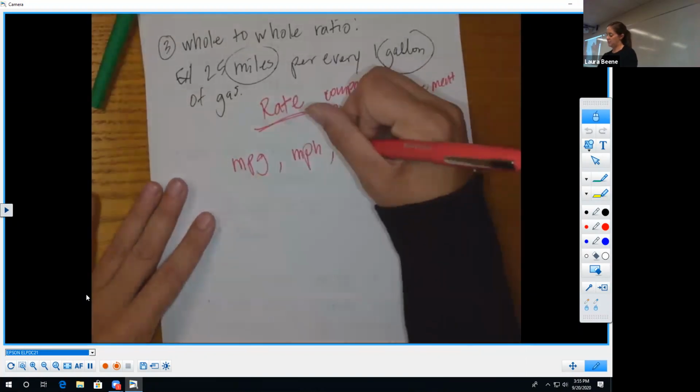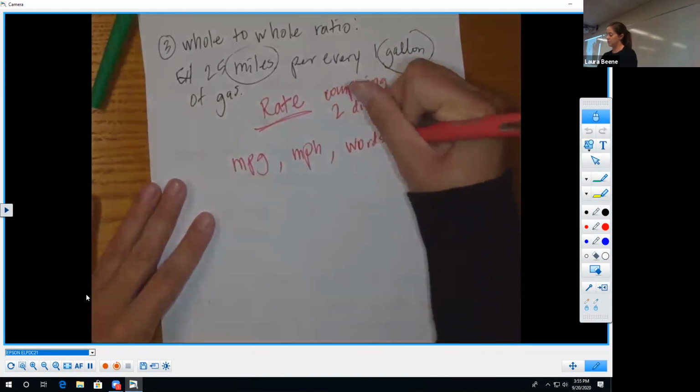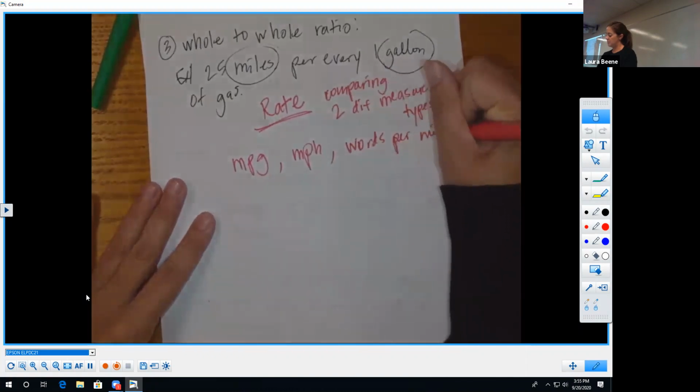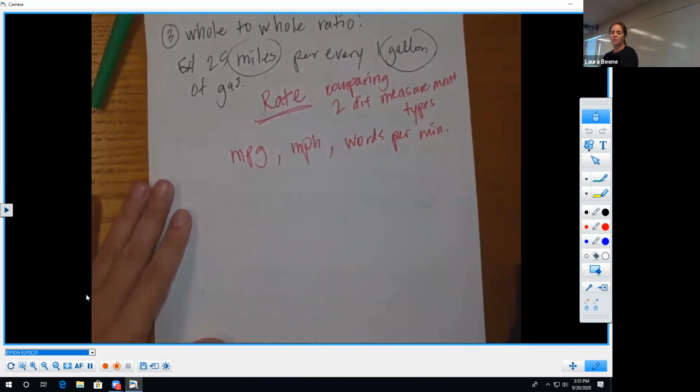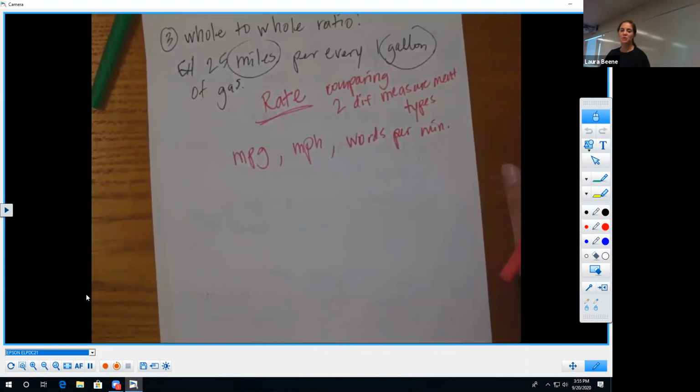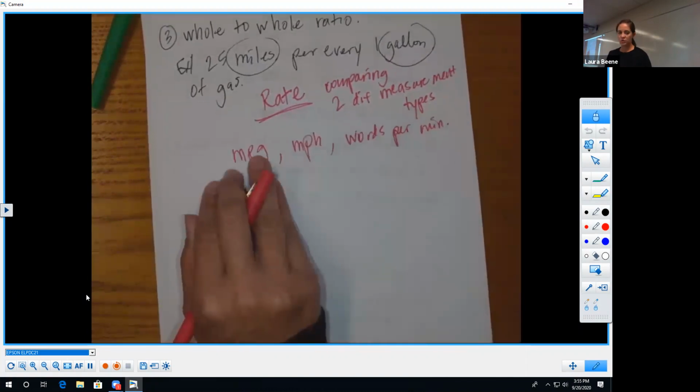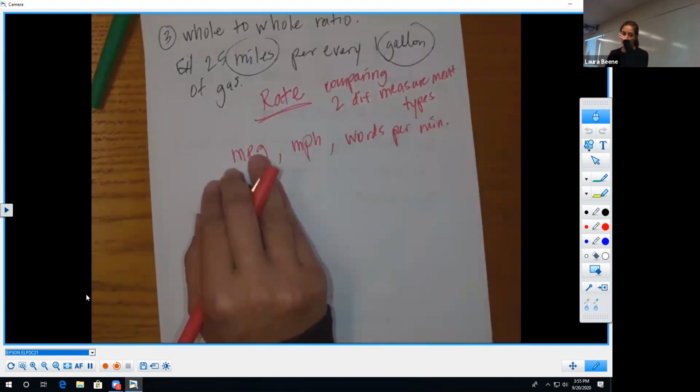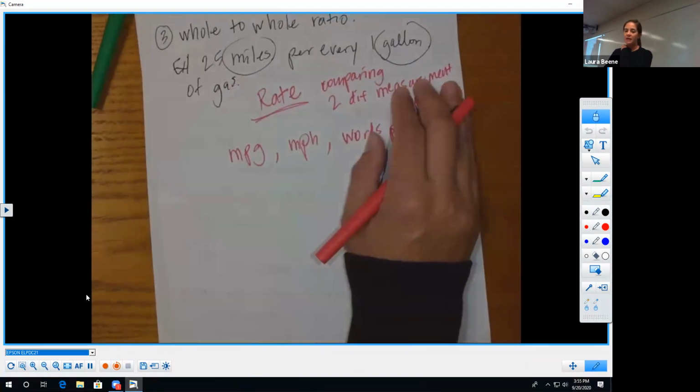If you're talking about typing, how many words per minute can you type? Or if you're teaching specifically first grade or second grade, you're going to be doing lots of testing with your students and seeing how fast they can read. So how many words per minute can you read? That's an example of a whole-to-whole ratio, and in this one you do not use fractions at all. You just use the colon, or you'd write it out like 25 miles for every 1 gallon.